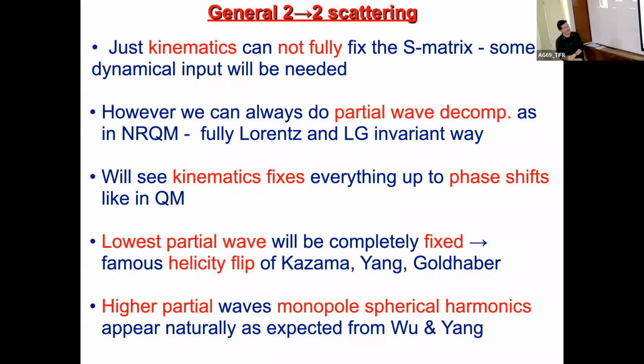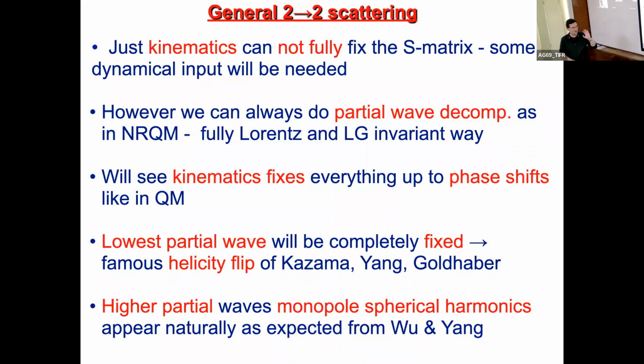Okay. And we will actually see that the kinematics fixes almost everything up to some phase shifts, like in quantum mechanics. And those phase shifts, again, those are dynamical things that we don't really know how to calculate, except for the lowest partial wave. It turns out that there will be only one possible amplitude that you can write down for the lowest partial wave. So that one is going to be completely fixed by unitarity. And that is the one that will give the famous helicity flip.